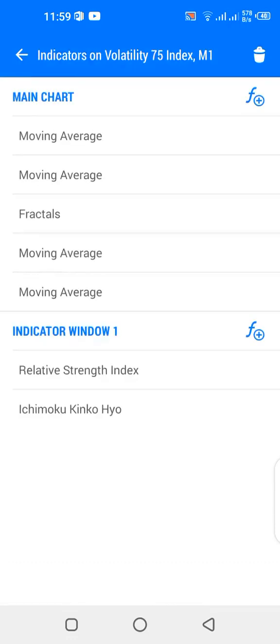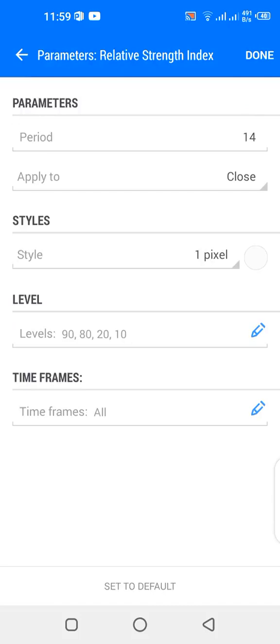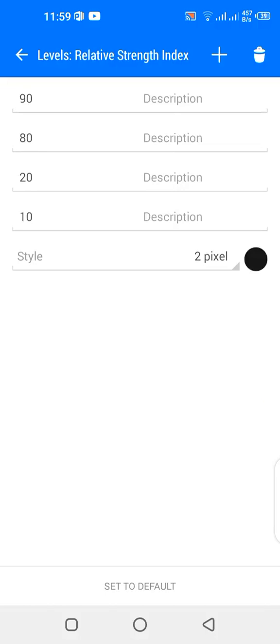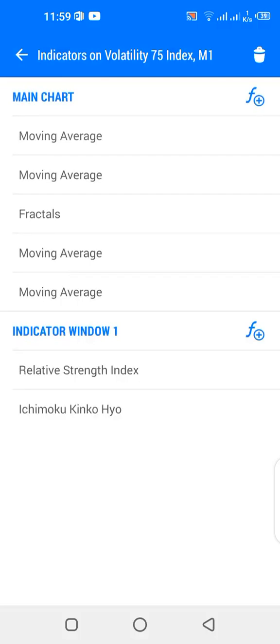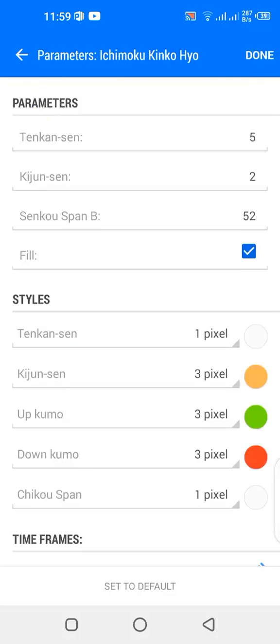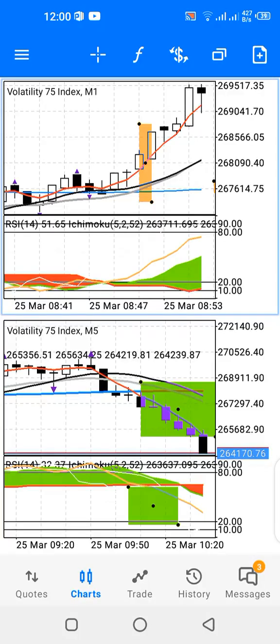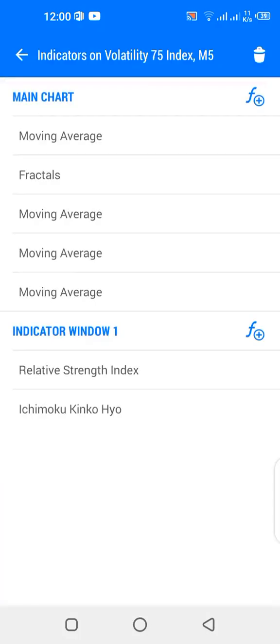Now for indicator window 1, the relative strength index, the period is 14. Apply to close. No color. The levels we have are 90, 80, 20, 10. Color is black. Okay, that's for the RSI. Then the Ichimoku, you have the Tenkan Sen to be 5, Kijun Sen to be 2, Senkou Span B to be 52. You check the field for the color. Then the Kijun Sen color is orange. Up Kumo is green. Down Kumo is red. So that's that. The same parameters on the upper window is the same parameters on the lower window.